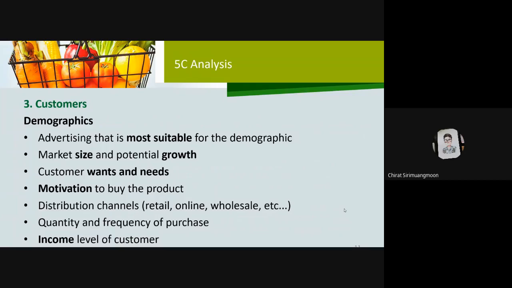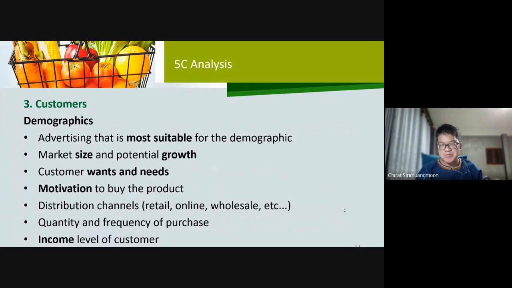Then, what is the distribution channel that reaches your target consumer? You can't deny that online or social media is the most used right now. That is one example. Quantity and frequency of purchase. If you know how many times they are going to buy your product per week, it's linked to the portion size, to the supply, and to the decision making. So you need to understand this one too.